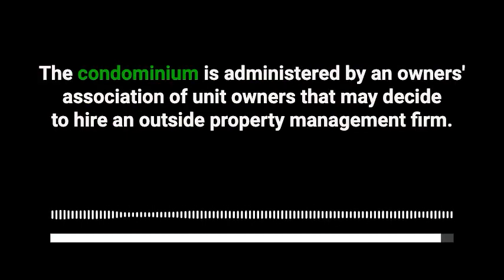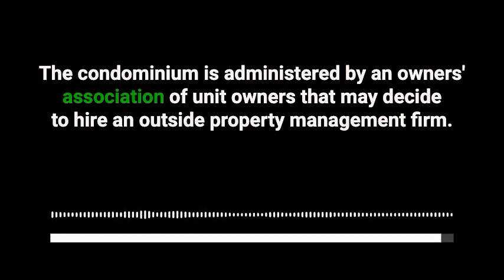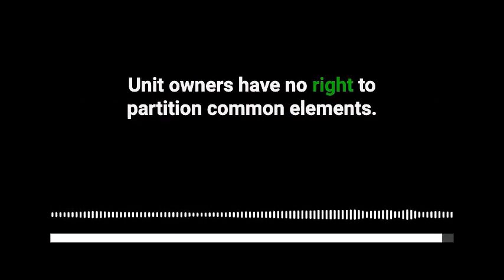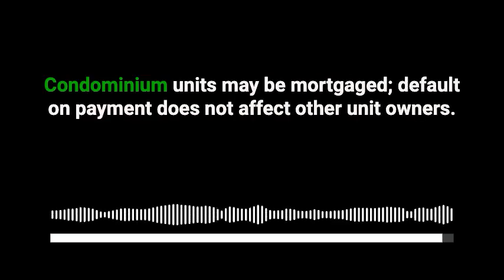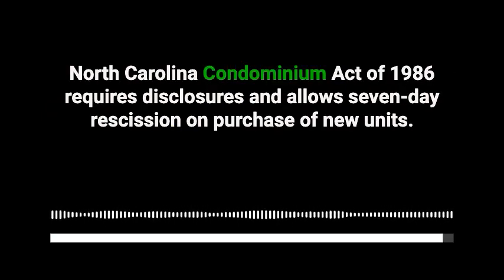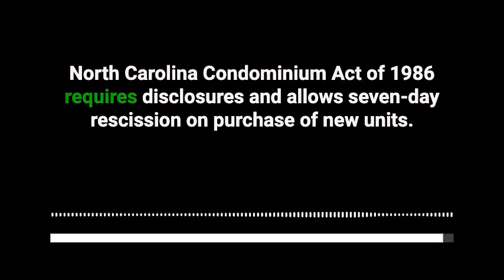The condominium is administered by an owners' association of unit owners that may decide to hire an outside property management firm. Maintenance of common elements is funded by fees charged to each unit owner. Unit owners have no right to partition common elements. Condominium units may be mortgaged. Default on payment does not affect other unit owners. The North Carolina Condominium Act of 1986 requires disclosures and allows a 7-day rescission on purchase of new units.